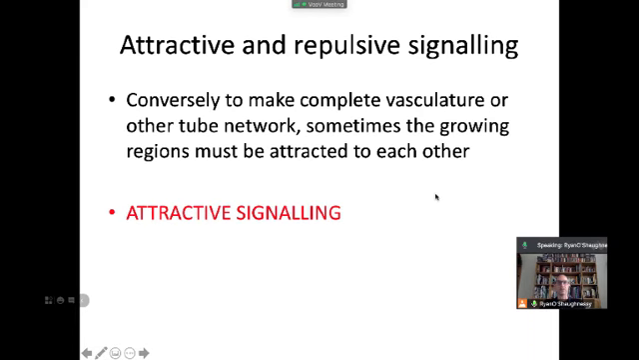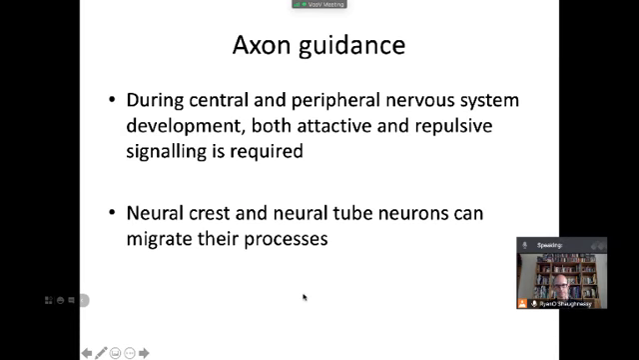Conversely, to make a complete vasculature or other tubular network, sometimes the growing regions must be attracted to each other so that we can make sure that there's enough of a vasculature, enough of a tracheal system in that area of the developing embryo. And this process is known as attractive signaling. And both of these occur during a process called axon guidance. During central and peripheral nervous system development, both attractive and repulsive signaling is required.